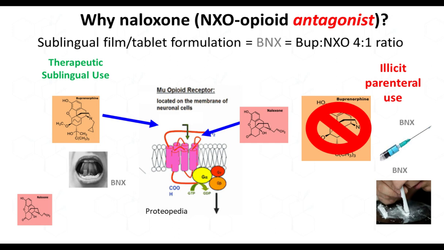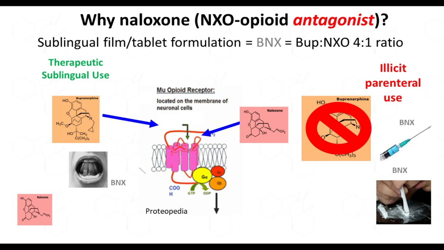So how is this supposed to work? Just showing you here in a diagram, the idea would be that if the medication is taken as intended for therapeutic use sublingually, both the buprenorphine and the naloxone dissolve out of the film or tablet, but the naloxone essentially isn't delivered systemically because of the low bioavailability.